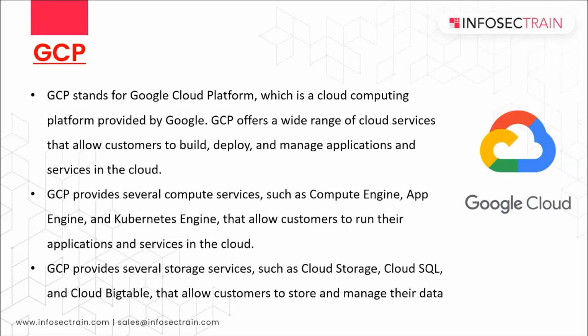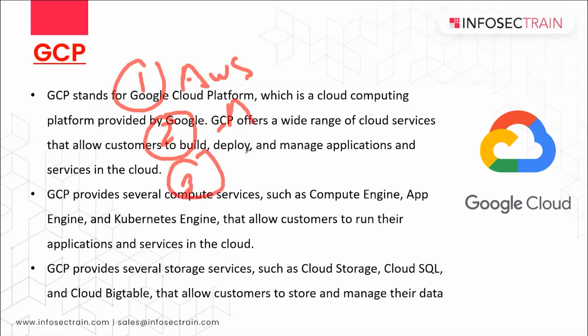Okay. So now the second provider is GCP, right? GCP stands for Google Cloud Platform, and it has been provided by Google. So if I tell you who the leading vendors are, the first is AWS, the second is Azure, and the third is GCP. These three are the leading vendors, right?